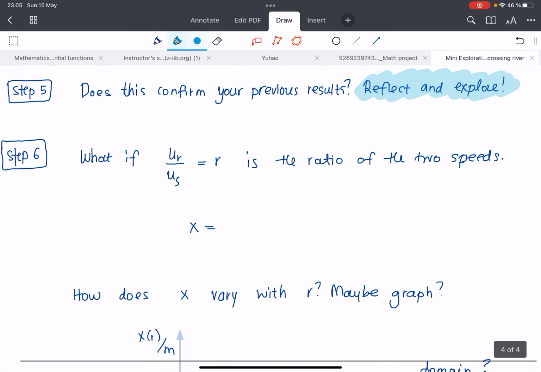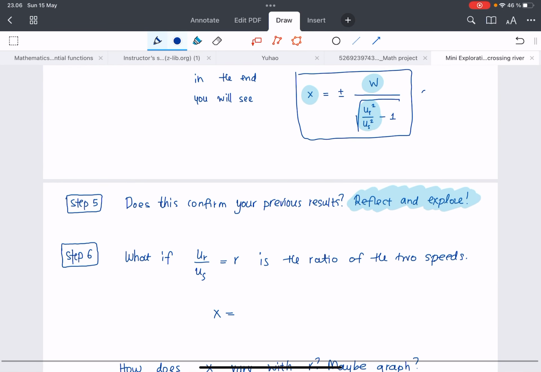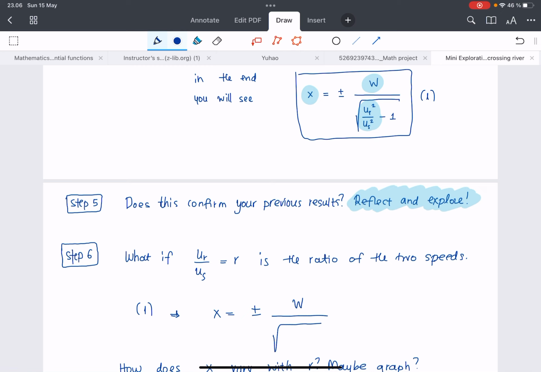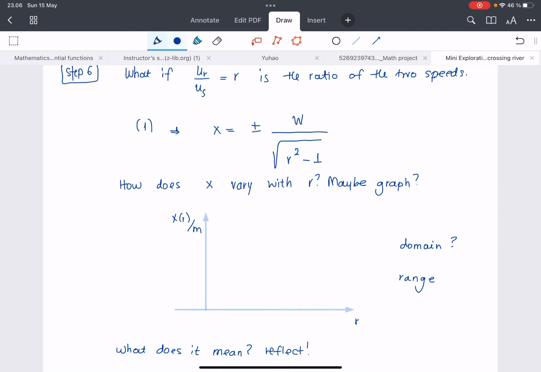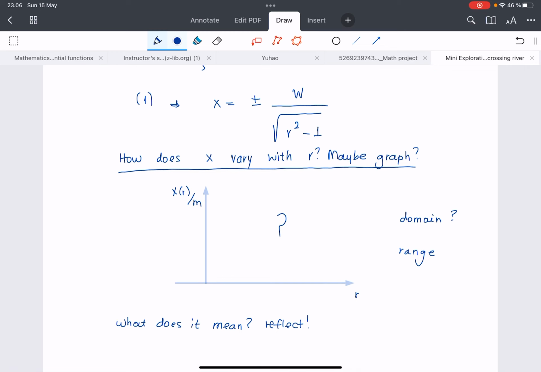Another step 6 could be, if you set the ratio of the speeds as r, you could rewrite equation 1 as, how can you write it? Plus or minus the width of the river divided by the square root of the ratio of the speeds squared minus 1. And now you could see, how does x vary with the ratio of the speeds? Can we make a graph? How will it look?